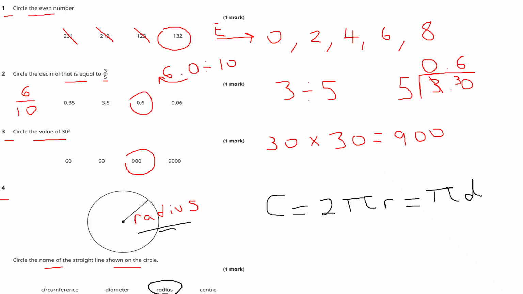Obviously pi is just a constant. And then if you want to work out the area, sorry, I'm getting a bit off topic here, that would be pi r squared. So pi multiplied by the radius squared. And that's how you work out the area or the circumference of a circle.